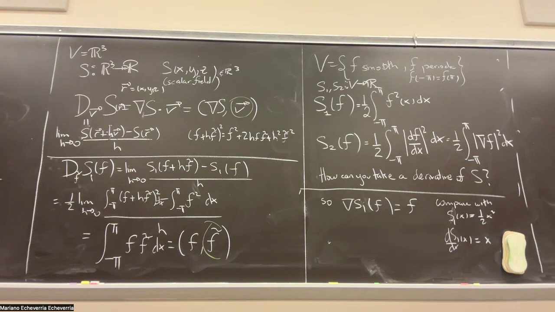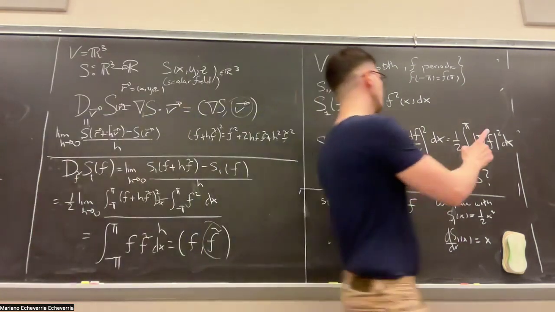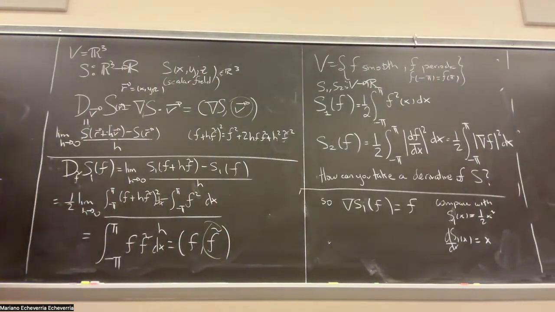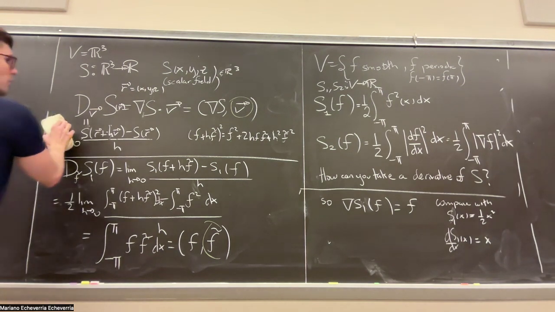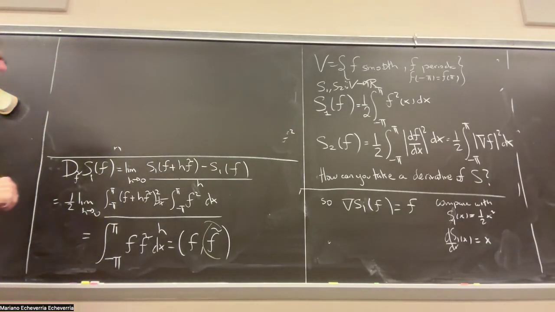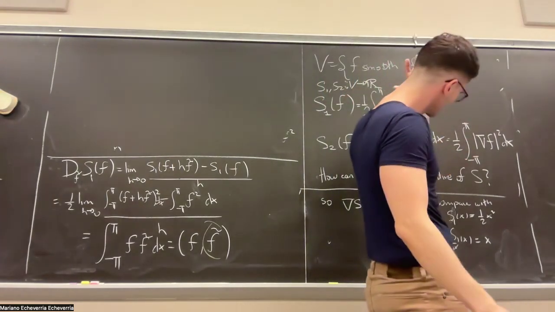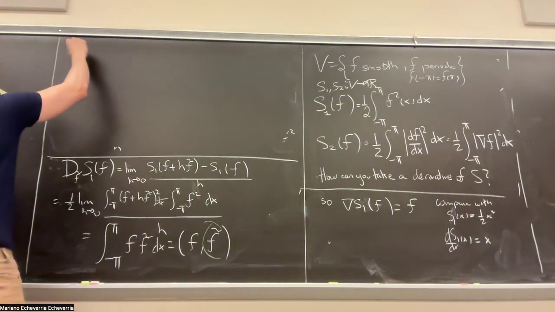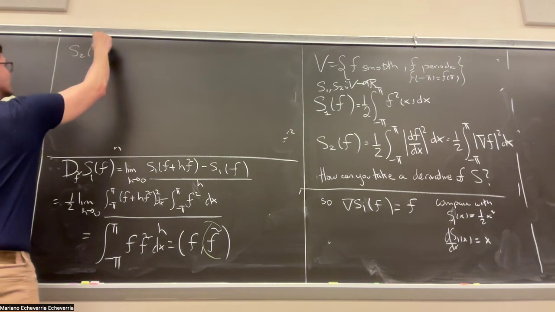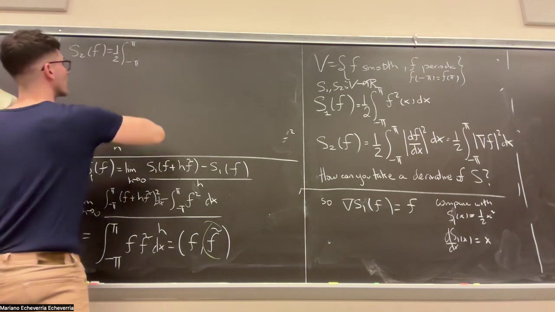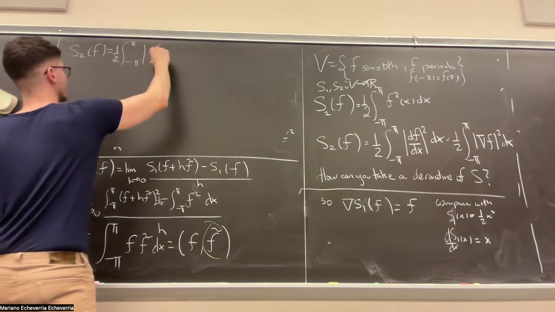Let's do this for the other one, and I'll finish with this. Let me do the same for this case because this one is a bit more tricky, harder to get the answer. The first one is a bit better to understand, but okay. So S2 of f is 1/2 of the integral of the derivative of f squared.